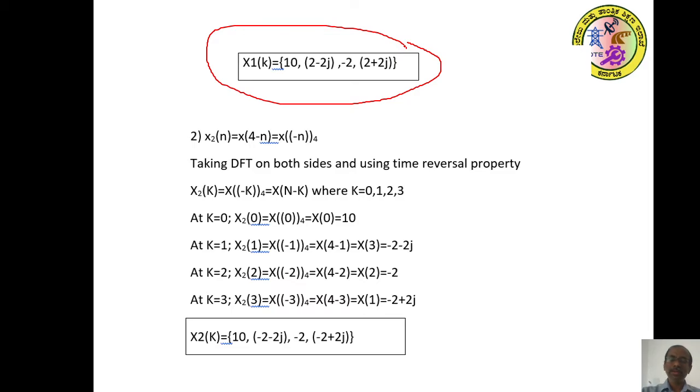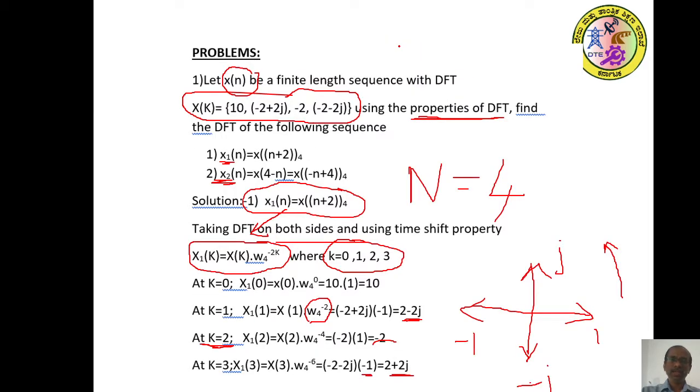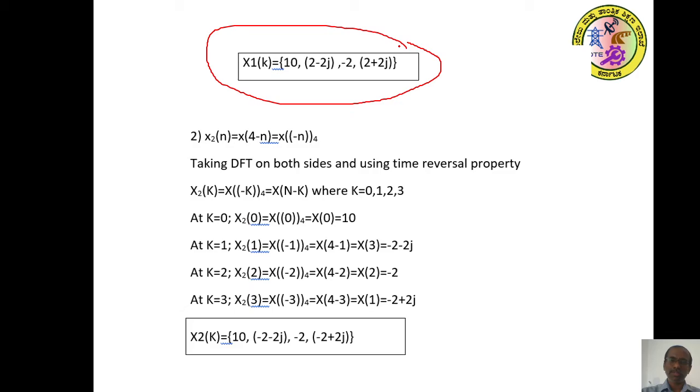And very important, in this complete calculation, I have not calculated the DFT from scratch. From the available answers, I have directly calculated the DFT for a new sequence x1 of n is equal to x of n plus 2 using the shifting property.